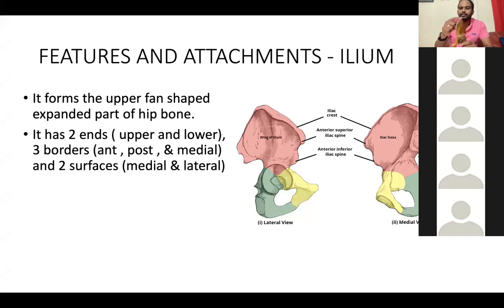So this is the upper end of the ilium, which is also called as iliac crest. And the mark which I have made with the chalk, this is the lower end of the ilium. This is the anterior border of ilium. This is the posterior border of the ilium. And this surface is lateral surface, and this surface is medial surface. So we have 2 surfaces, 3 borders, 2 ends. Is it clear, everybody? Yes, sir.